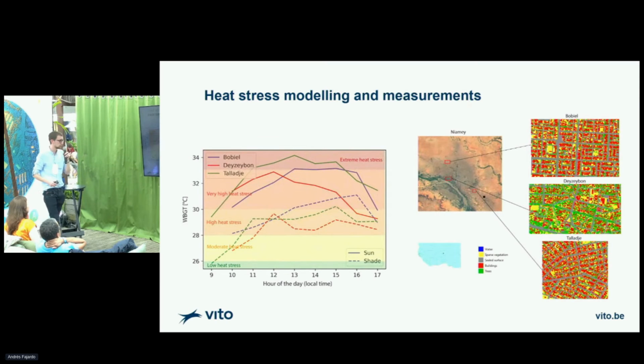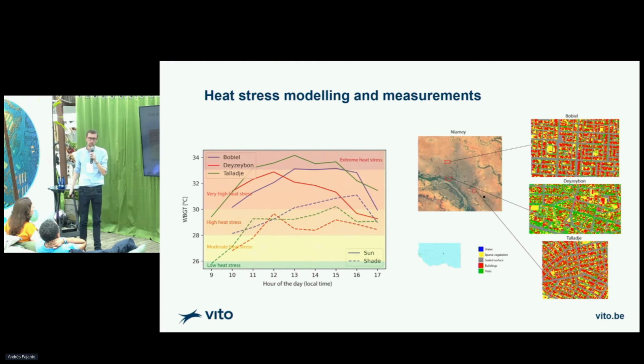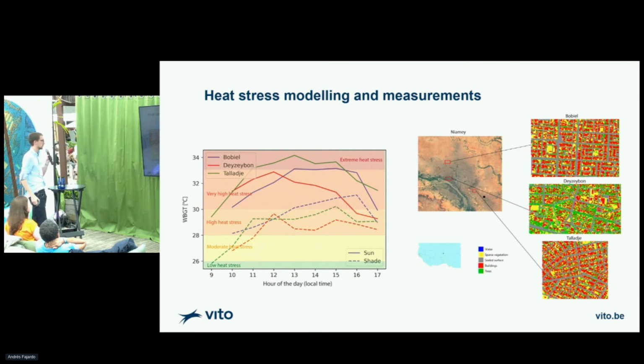Secondly, you can also use it to really get an idea of how the heat stress is experienced at a certain location. This is again for the city of Niamey. I've selected 3 city quarters. The top one and the lower one are city quarters with quite a dense amount of buildings, a lot of pavements, not a lot of green. While the middle one is a city quarter where there's a lot of trees, green, urban greenery. And this is reflected in the amount of heat stress that is experienced at these 3 locations.